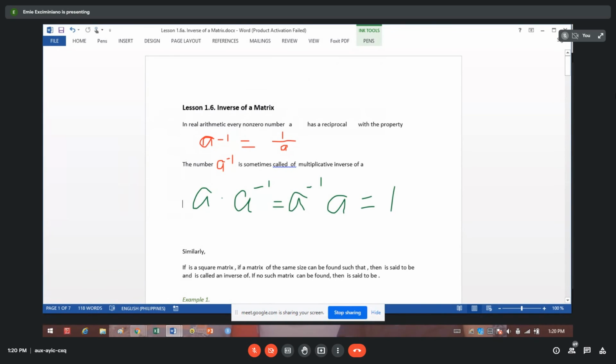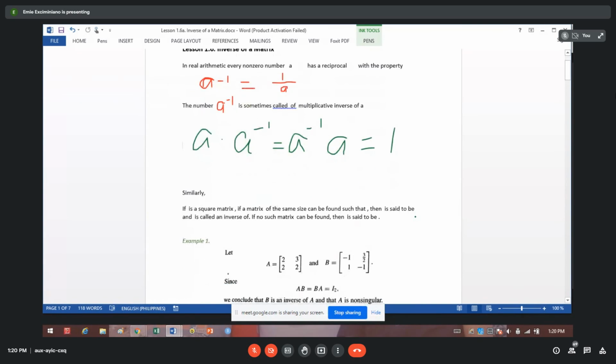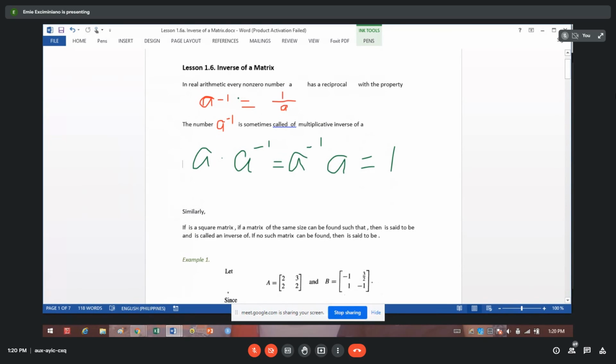Right? Kasi A times 1 over A, kinakancel mo yung A doon. So it becomes 1. So ang resulting product niya is identity matrix. Hindi naman siya actually matrix, scalar siya, which is equal to 1. Okay? It is an identity scalar. Okay? So, yun yung ating naaral sa real arithmetic. Doon sa scalar properties ng mga values.